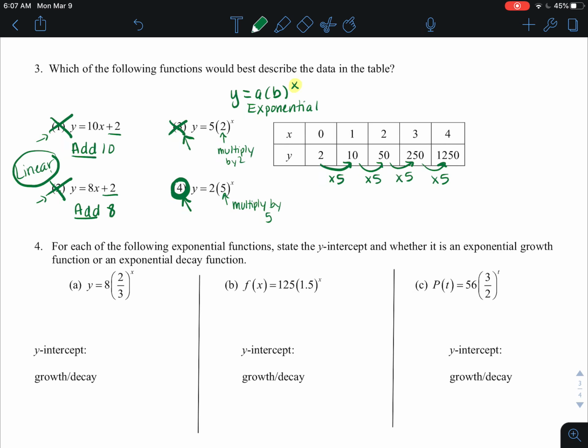Now the other reason this choice is our answer: the number in front, the 2, we said the a is your y-intercept. So you know you have a y-intercept when x is equal to 0. If you look in your table, the y-intercept here is 2 when x is equal to 0.